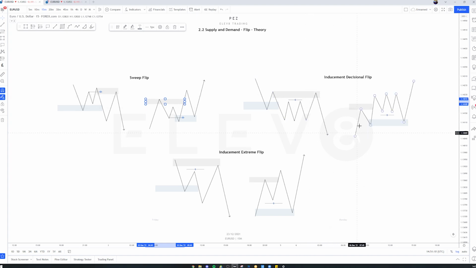Same for demand. What we can see is we come into supply, pull back, break up, create liquidity above this level, which is our inducement, come back into it and then run.